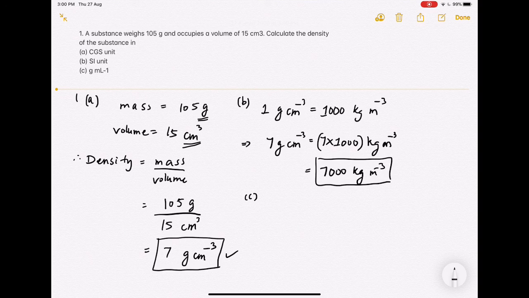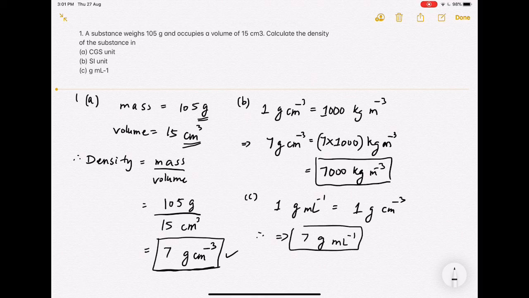And the third part is to find in gram per milliliter. Now again, instead of doing the conversions, we directly know that since we have 7 grams per centimeter cube, we know that 1 gram per milliliter is actually equal to 1 gram per centimeter cube, because 1 milliliter is equal to 1 centimeter cube. So in grams per milliliter, it will be same as gram per centimeter cube. So it will be equal to 7 gram per milliliter. So this is the density of the substance in three different units.